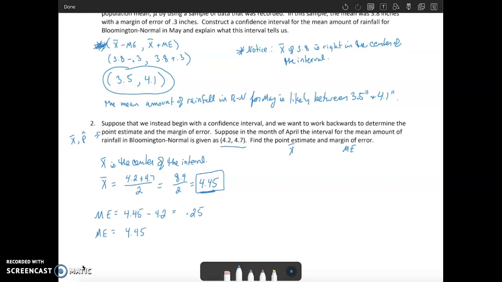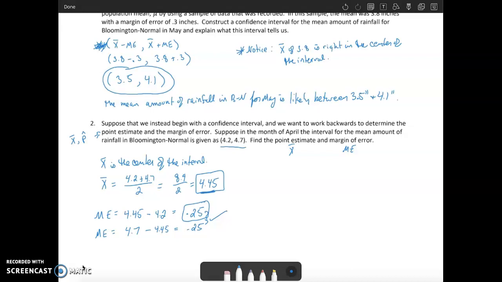As a check, I'm going to make sure this checks out. If we also figure out what's the difference between the upper limit of 4.7 and 4.45, like how far is it from the upper limit to the middle? If you subtract that, you also get 0.25. So because these two match, I'm confident that my margin of error is 0.25. You don't have to do both of those calculations for margin of error. Either finding the difference between the center and the lower limit, or the upper limit and the center. They should be the same distance. I just did both to check myself that my work was correct.